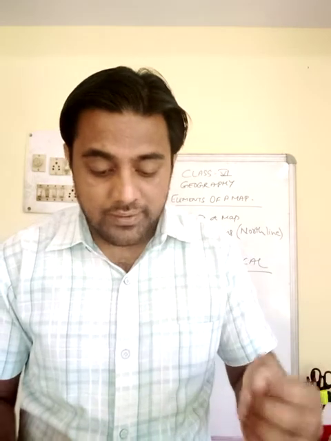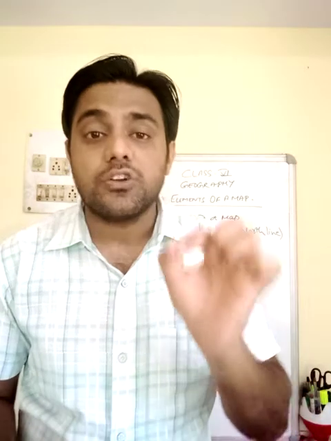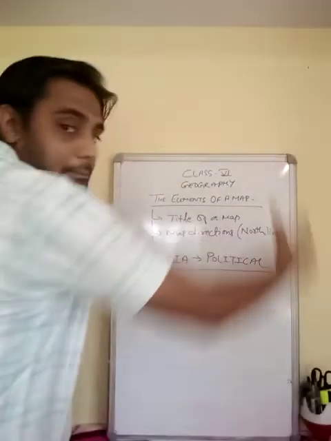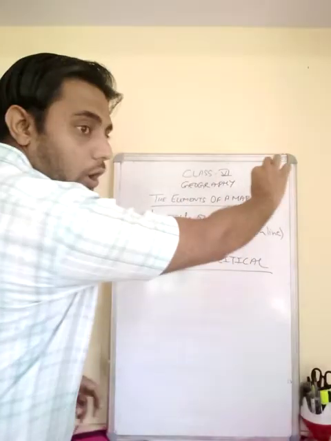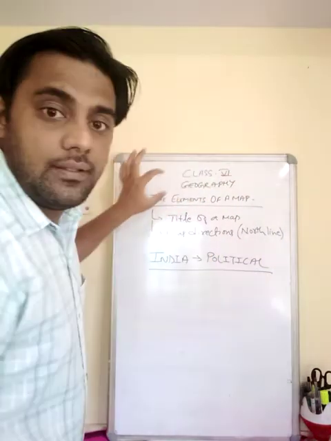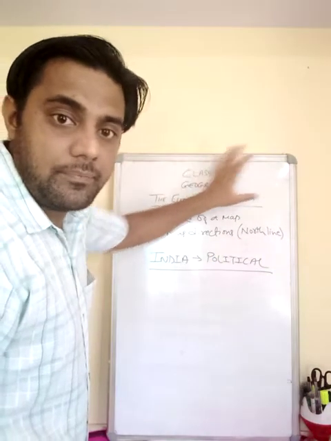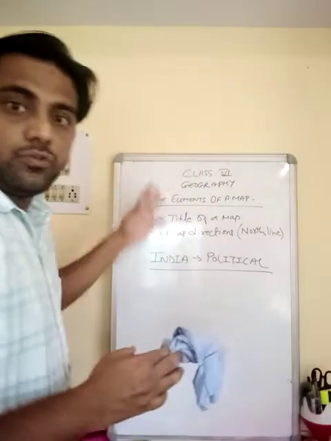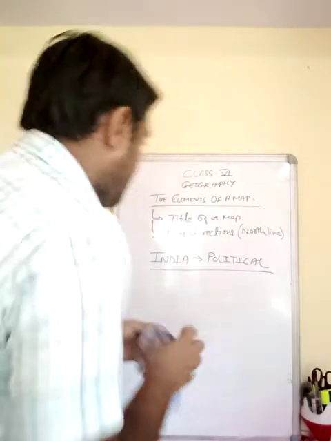A map title is usually written very clearly at the top of a map. Remember, on the map chart, on the very top, very clearly in bold, the map title is written. The map title is mentioned. So, I hope you understood the map title.